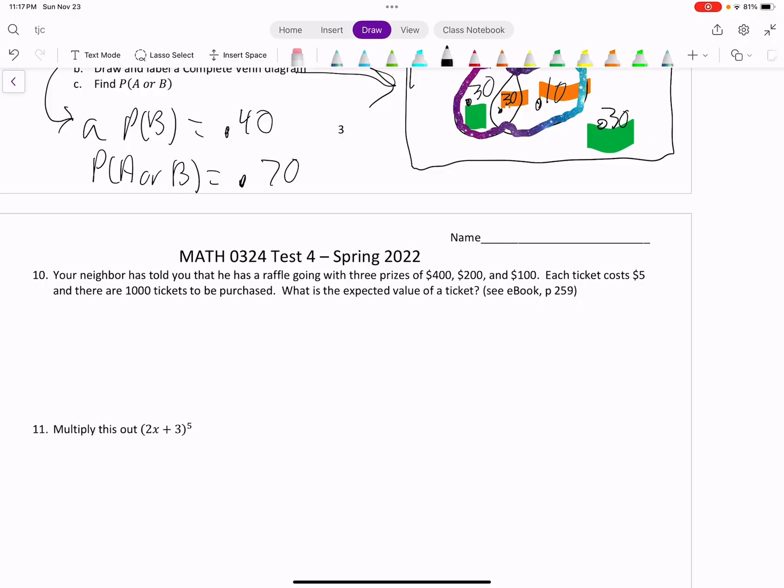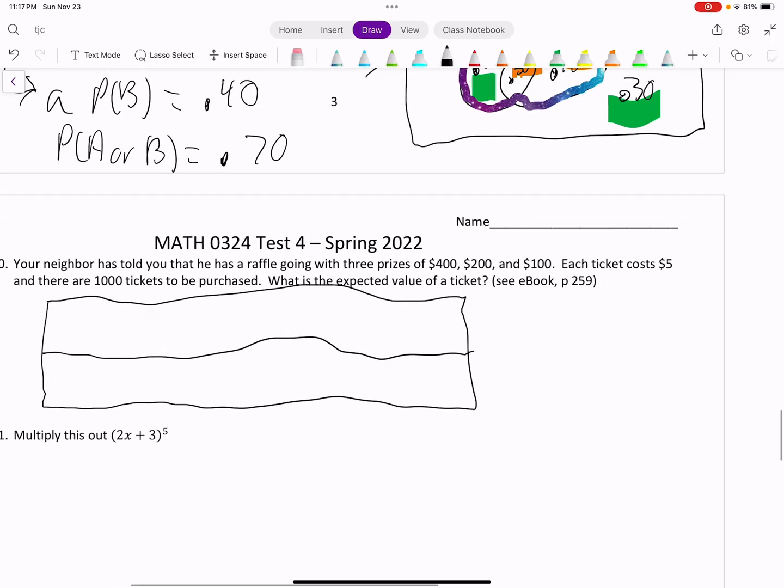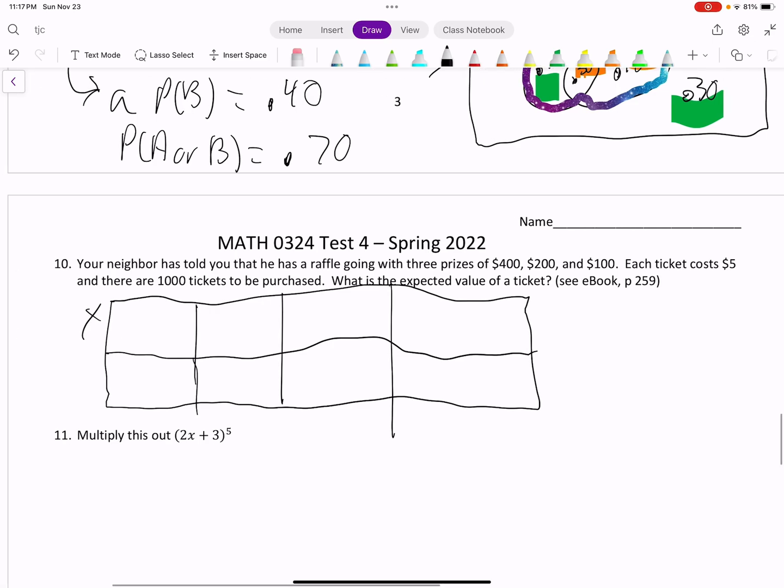Well, okay, we have first place, second place, third place, and everybody else. So here's your X's, that's what you get, and here's your probabilities. If you win first place, you think you get $400, but you actually only get $395 because you paid $5 for the ticket. So your winning is $395.